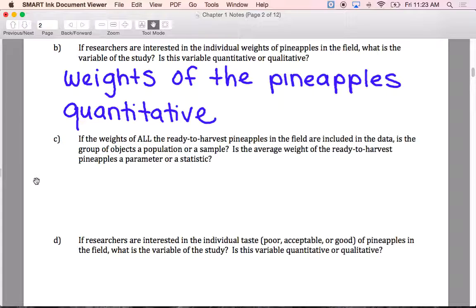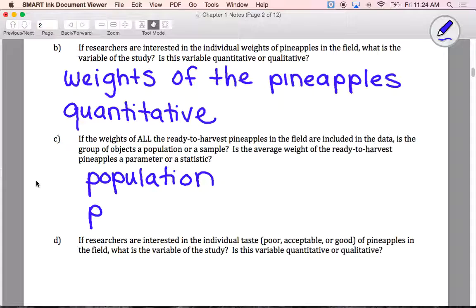For C, if the weights of all the ready-to-harvest pineapples in the field are included in the data, is the group of objects a population or a sample? Is the average weight of the ready-to-harvest pineapples a parameter or a statistic? We're looking at all of the ready-to-harvest pineapples. When it's everything out there, that's population. And since we're talking about everything, the average weight is only going to fit then the parameter, because the statistic goes with your sample. So it's going to be population, and that would be a parameter.